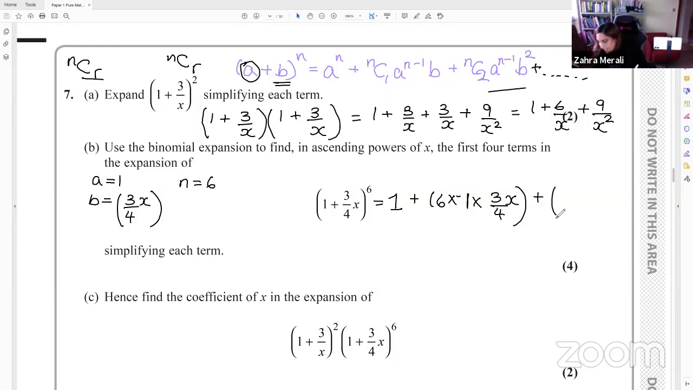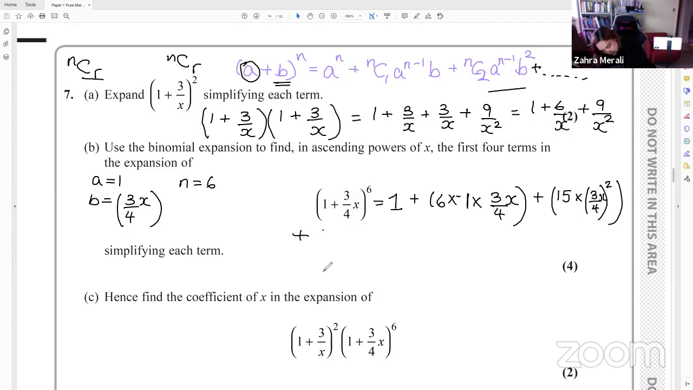Okay. And then the next one would be nC2. So when you type nC2 into your calculator, you would type 6C2 and your calculator gives you 15. And then again, it's times by 1. I'm going to stop writing the times 1. And then it's my B all squared. So it's 3/4 x all squared. Now that's really important. That's why I've put that B in brackets. It's the whole thing squared.